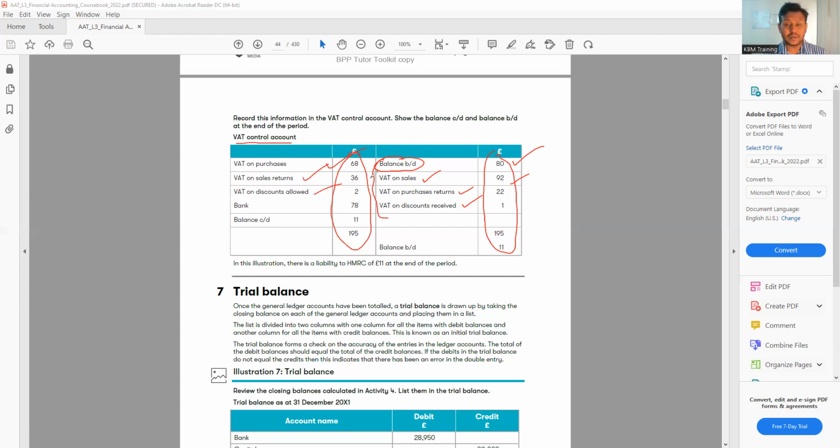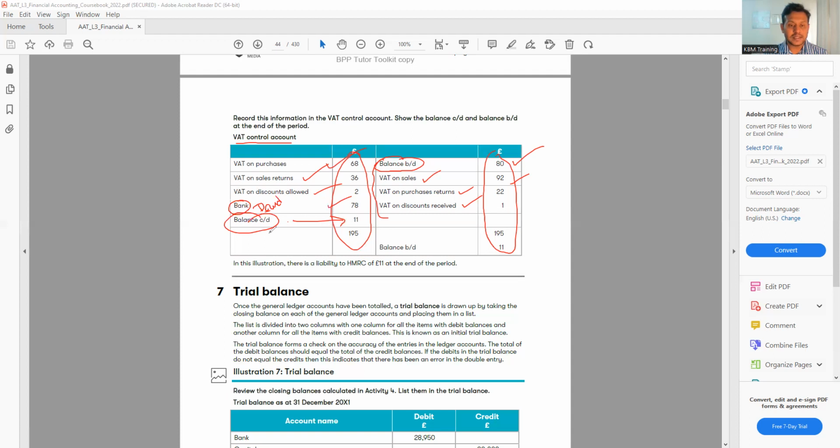If I allow a discount to my customer, I'm not going to pay VAT on that, because the customer never paid this amount. Then the bank means any VAT already paid to HMRC from the bank. So if I paid the VAT, that will reduce my liability. That will be on the debit side. And after that, the balance c/d represents how much I still need to pay to HMRC.